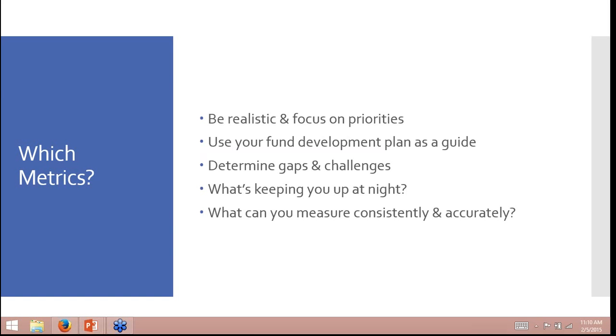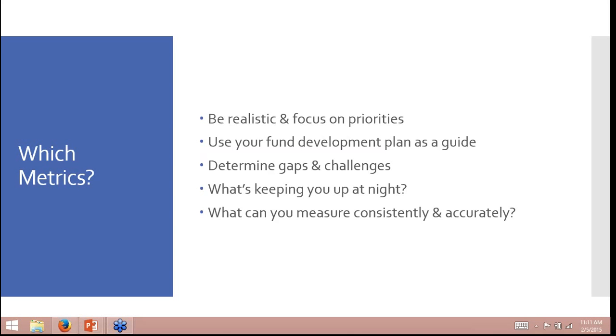The old saying is that you achieve what you measure. So think about what you want to be achieving, or what it is that you would like to be achieving that you're having trouble with or you're struggling achieving, and then figure out a way to measure that. So instead of starting with the metrics, start with what is it we're trying to achieve, and what are we having challenges with, and then develop your metrics based on that.